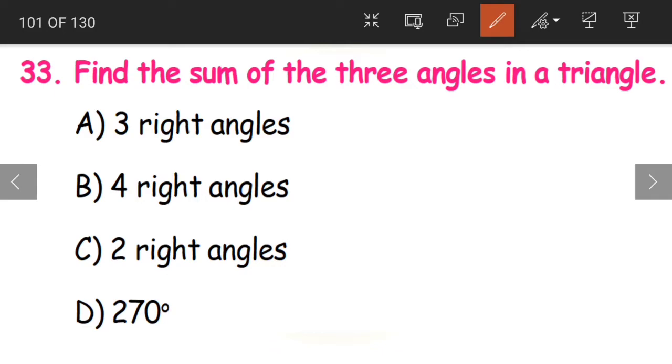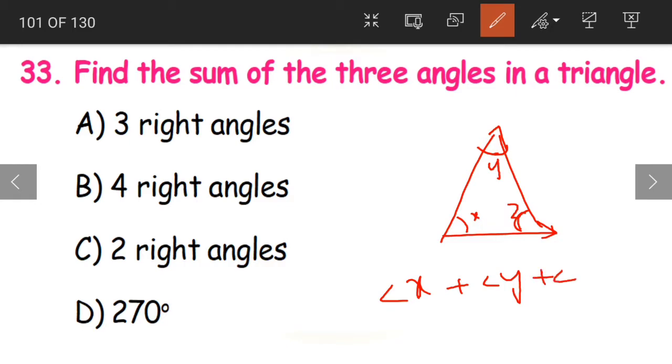Question 33. Find the sum of 3 angles in a triangle. When we have a triangle, children, we will have 3 angles. Yes or no? We can see that a triangle has 3 angles. So one of the properties of triangles is that, let us say these are angles x, y and z, angle x plus angle y plus angle z is always equal to 180 degrees. When we take the sum, that is nothing but the total of the 3 angles of a triangle, it will always be equal to 180 degrees.